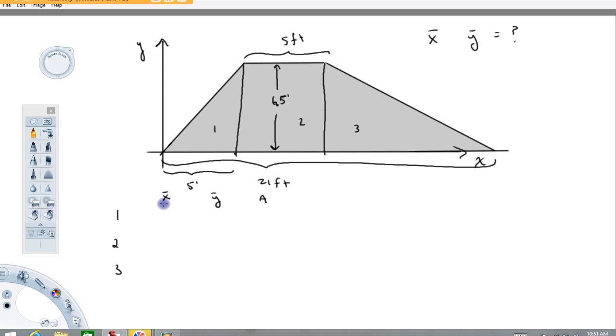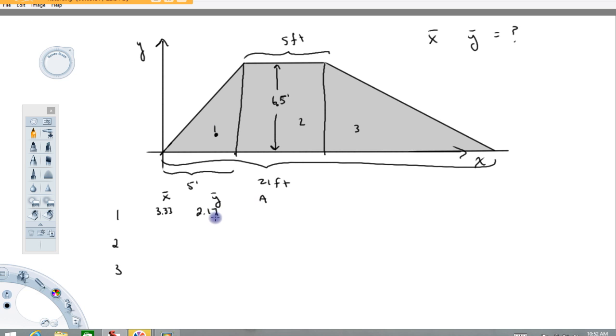So starting with piece 1, x bar and y bar. Here's piece 1, and this is a triangle. The centroid of piece 1 is something about like this. Remember, if you've seen my video about centroids, it's 2/3 from the corner or 1/3 this way. So x bar is going to be 2/3 times 5, which is 10/3, let's use 3.33, and these are all going to be in feet. Y bar is going to be 1/3 up in this direction from the corner, so that's 1/3 of 6.5, which is 2.17 feet.